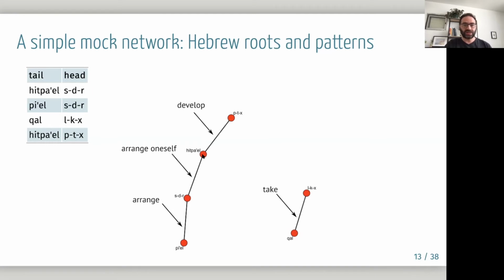And hitpael, the same binyan with sedere, a different root, is histader, or arrange oneself. And the same root with another binyan, with piel, sidel, is to arrange. And over here we have lekeche, a different root with a different binyan, kal, which forms the verb take, lakach. So we can think about the links between roots and patterns in Hebrew morphology as a network. And this is what we are going to do in the next presentations.